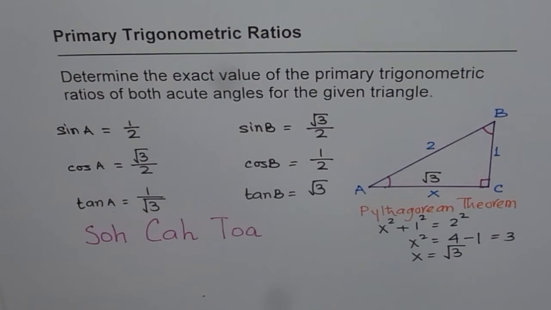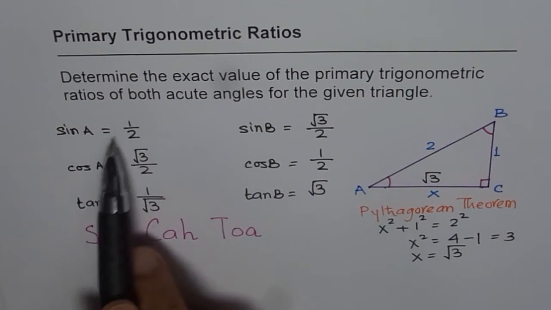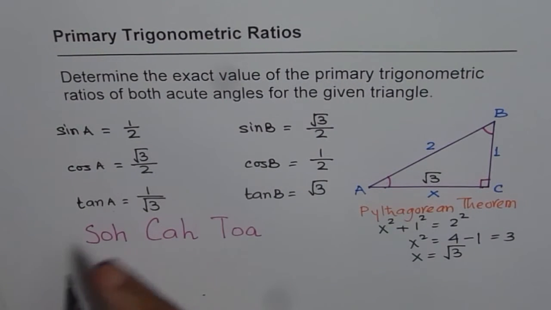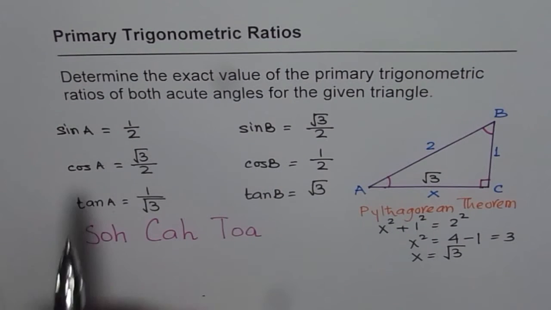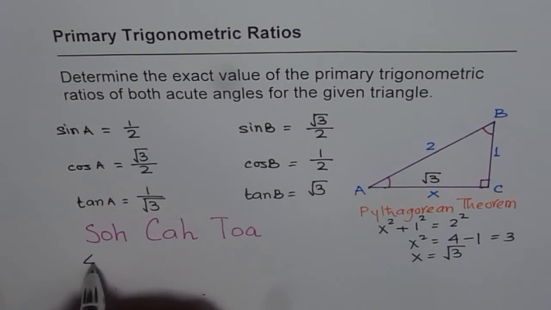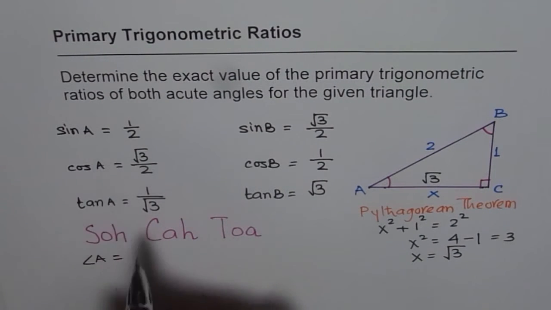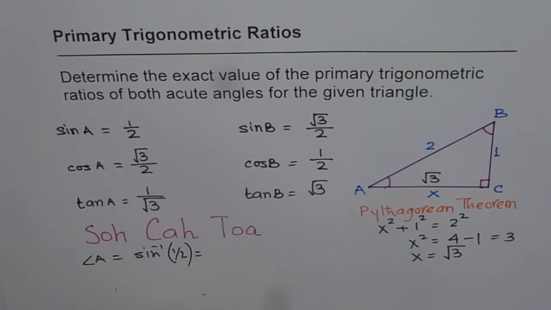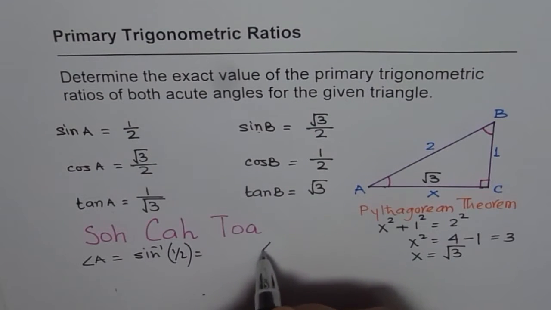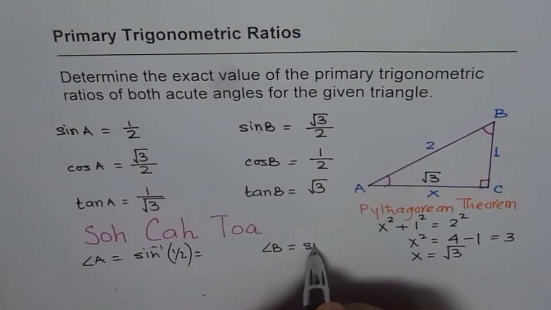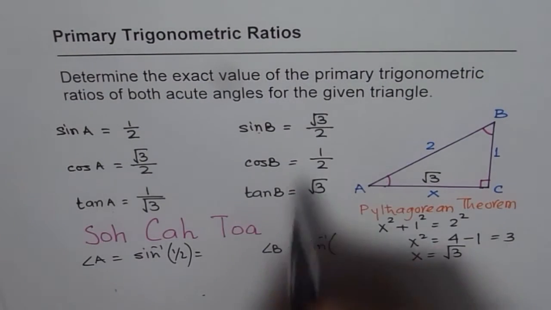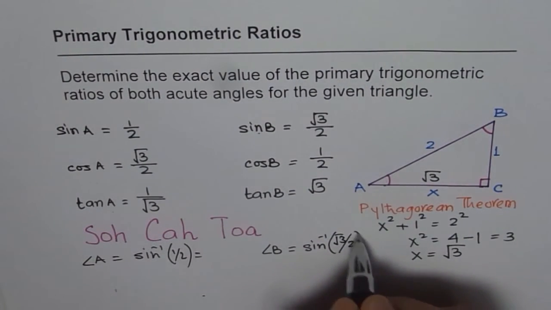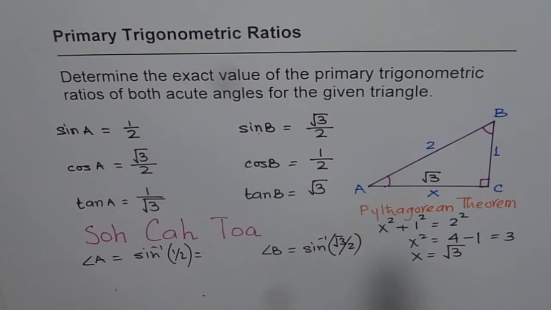Now as an exercise, what you can do is, you can use inverse of these and find angle A and B, correct? So, for example, what is angle A? Angle A, you could write sine inverse of half, right? Sine inverse of half. Use calculator, find it out. What is angle B? So angle B will be equal to sine inverse of square root 3 over 2. Or once you get angle A, you can do 90 minus angle A to get angle B, right? So that is how you can get your angles, correct?